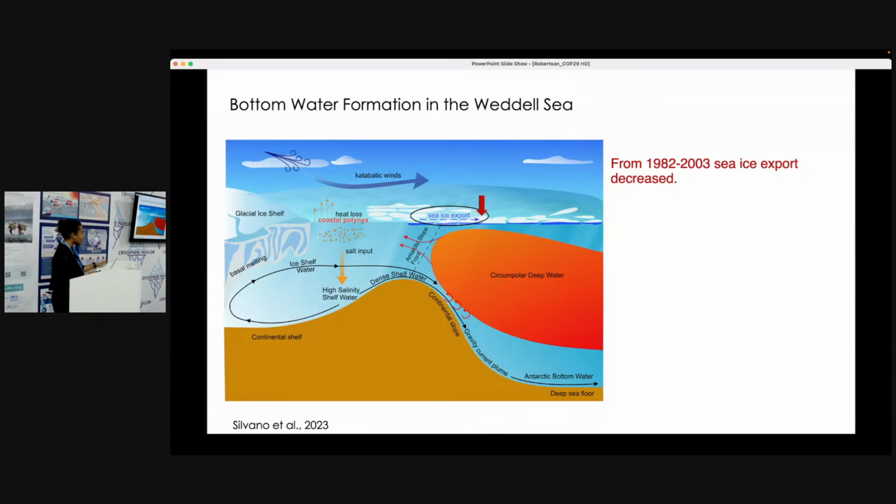But over the past couple of decades, we've seen sea ice export decrease, partly because of a decrease in these katabatic winds that you see up top in this blue arrow right here, that would typically push sea ice out from coastal polynyas and out into the open ocean. But with a decrease in these winds, less sea ice is being pushed out, which leaves less area of open ocean for sea ice to be formed. As a result, one of the questions that we're asking is whether we can quantify freshwater signals in Antarctic bottom water from these sea ice-driven processes.